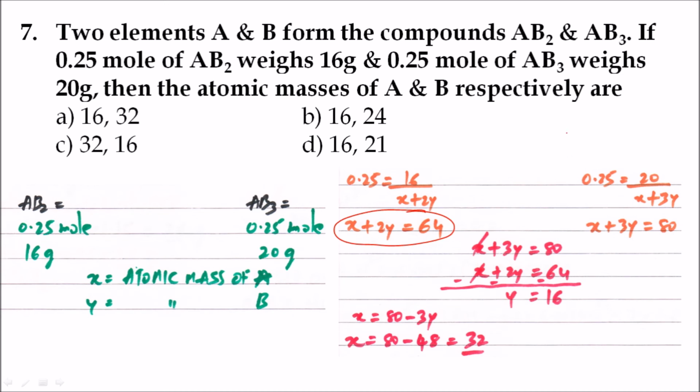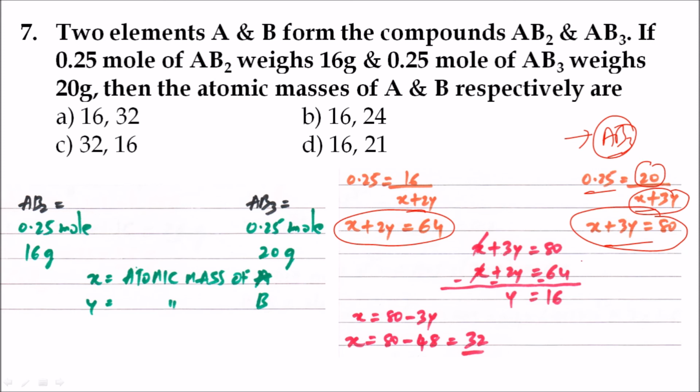Now the second case for AB3. What is given there? 0.25 mole will weigh how much? 20 gram. That's the mass, divided by the molar mass, the molecular mass is x plus 3y, because the molecule is AB3, x is the atomic mass of A and y is the atomic mass of B. If you simplify it, you'll get the equation x plus 3y is equal to 80. So we got two equations with two variables x and y. Then you can just solve it to get x and y values, right?